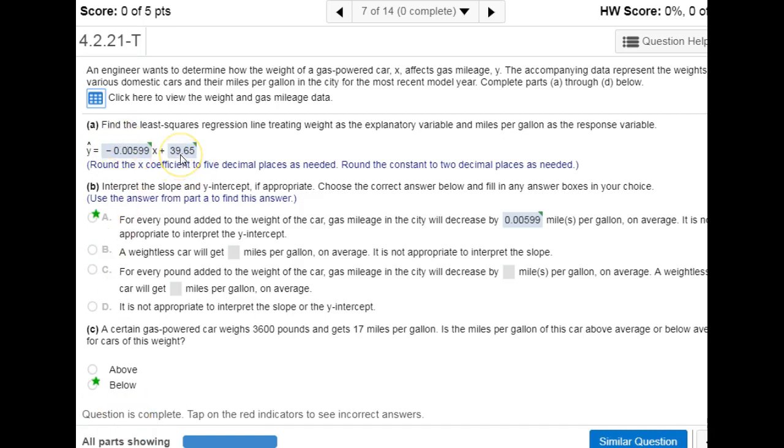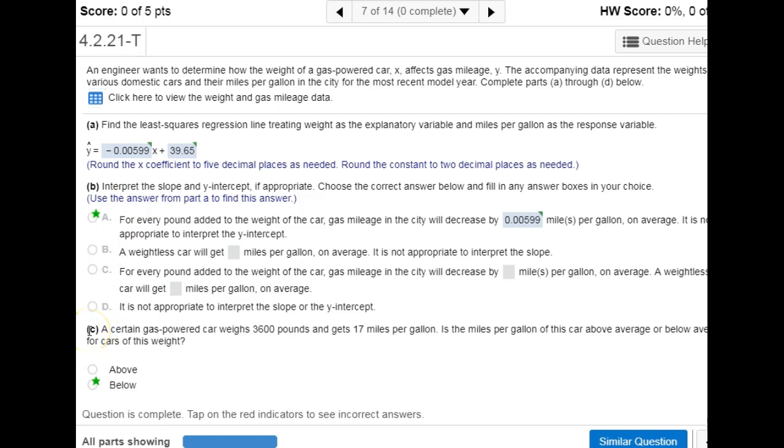The y-intercept is the value that y will be, in this case gas mileage, when x is equal to 0. And that doesn't make any sense in this context because x is the weight of a car, and it doesn't make sense to have a car with a weight of 0. So we should not interpret the y-intercept.